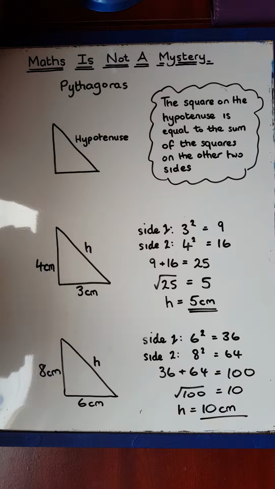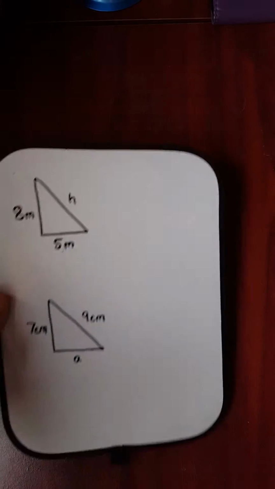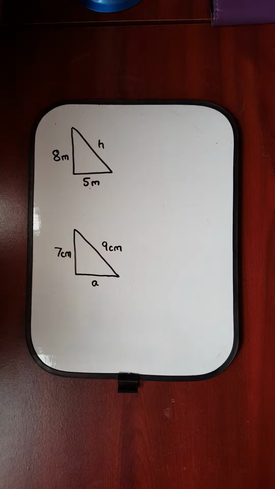Let's do one that you're going to need a calculator for, because most things will need a calculator. Those two that I've just shown you now are quite rare. The first one of those was called the 3, 4, 5 triangle. And then I made the second one simply by doubling it, so it was 6, 8, 10.